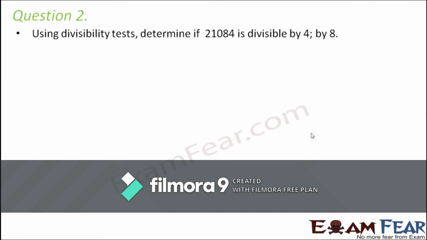Question number 2. Using divisibility tests, determine if 21,084 is divisible by 4 and by 8. So how do we determine if a number is divisible by 4 or not? The divisibility test of 4 focuses on the last two digits. If the last two digits are divisible by 4, then the entire number will be divisible by 4. So let us see if the last two digits are divisible by 4 or not.